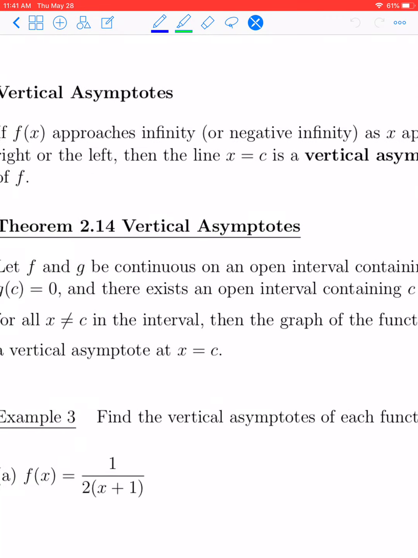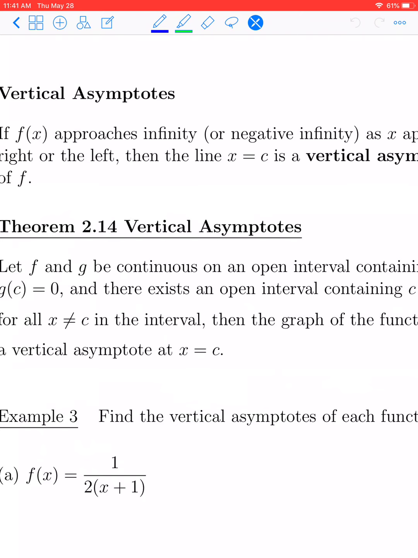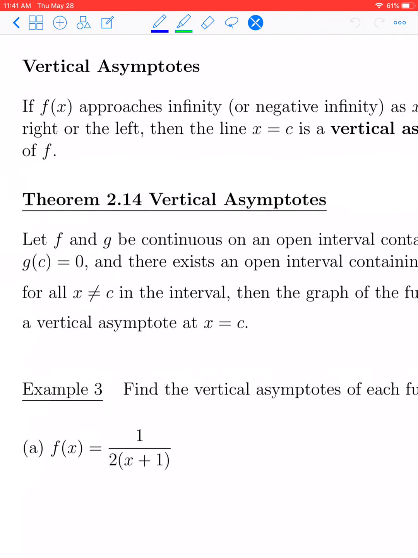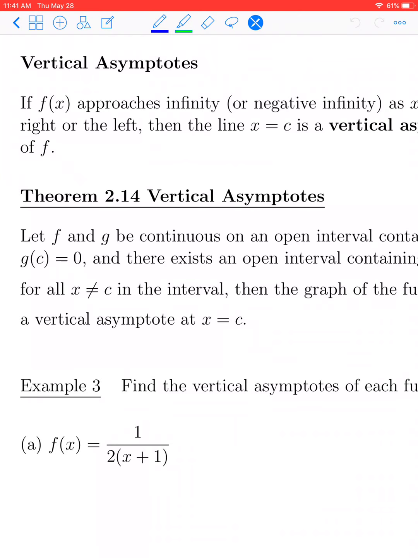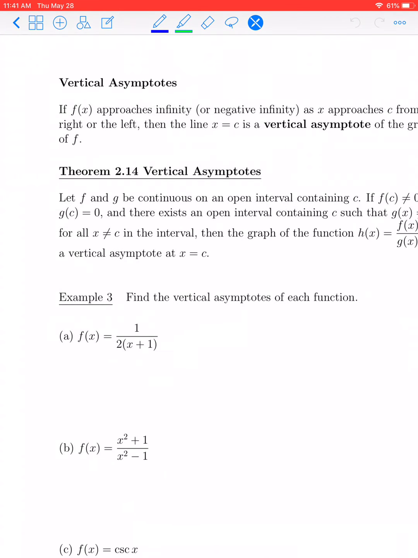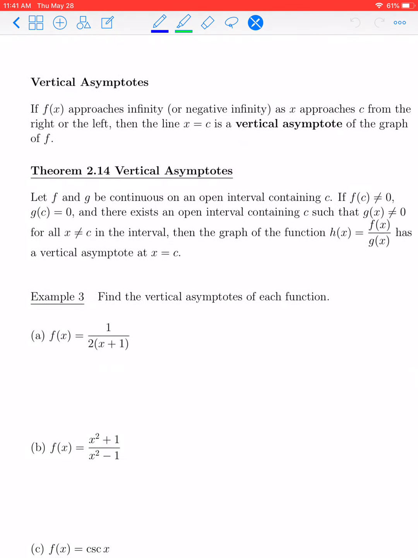Whenever a function becomes unbounded near x equals c, we say that the vertical line x equals c is a vertical asymptote for the graph of f.